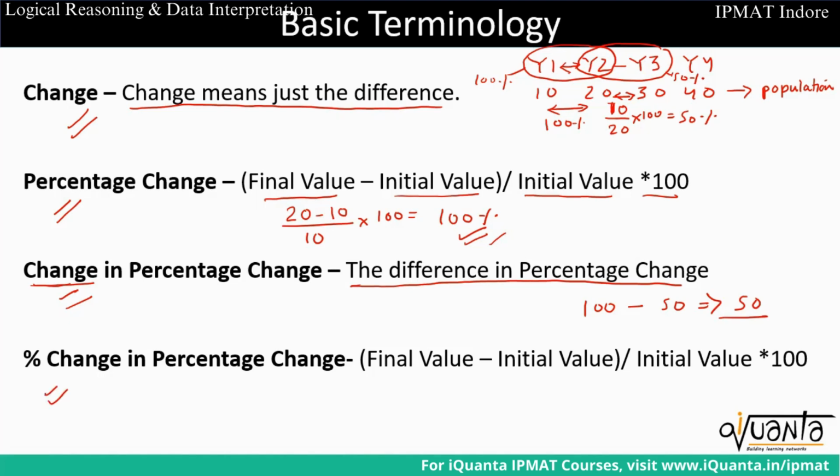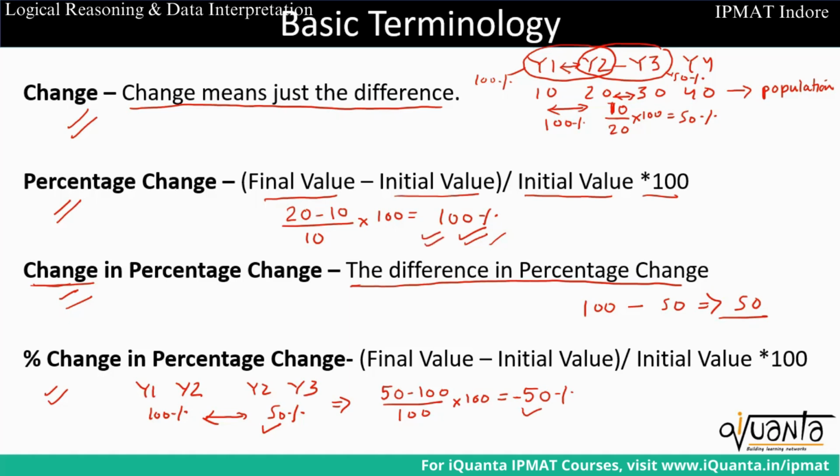The next term is percentage change in percentage change. Now from year 1 to year 2, the percentage change was 100%, and from year 2 to year 3, the percentage change was 50%. Now we have to find out the percentage change in percentage change. So here the final value will be 50 and the initial will be 100. Putting this in the formula, we get (final minus initial) upon initial into 100. So this gives us 50% negative. Whenever there is a negative percentage change, there's always a percentage decrease, and whenever there is a positive percentage change, then it is an increase.